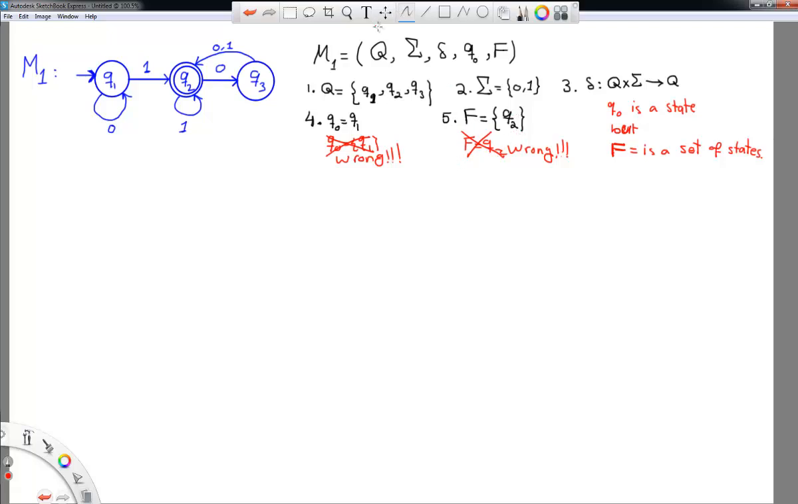One thing that you need to also remember is that the first element is always a set. The second element is also a set. This one is a function of Q cross sigma over Q. And the last element is also a set, but this element is just an element, or a state. It's not a set. So 3 of these are sets. In fact, actually 4 of them are sets. The start state is not a set. It's just one state.